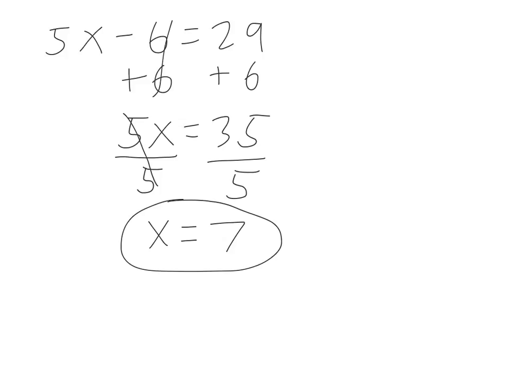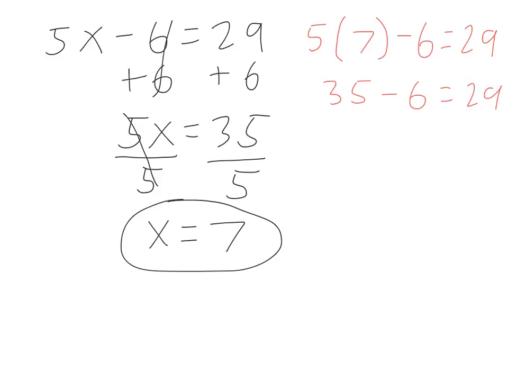And now that we know x is 7, we can even go back and see if we did it right and just plug it back in. So we know that 5 times x is 7, so 5 times 7 minus 6 equals 29. Let's see if it works. 5 times 7 is 35, minus 6 equals 29. 35 minus 6 is 29. That does indeed equal 29.